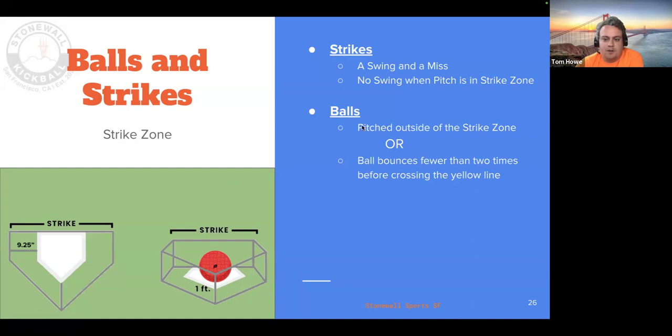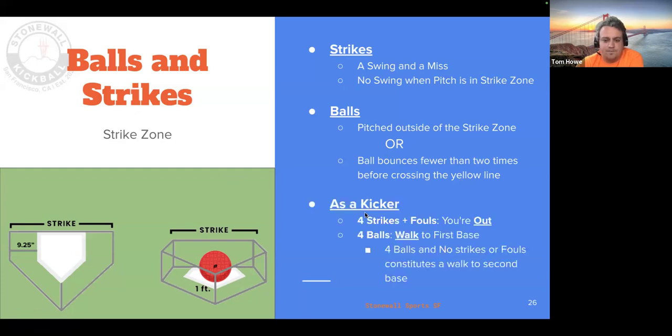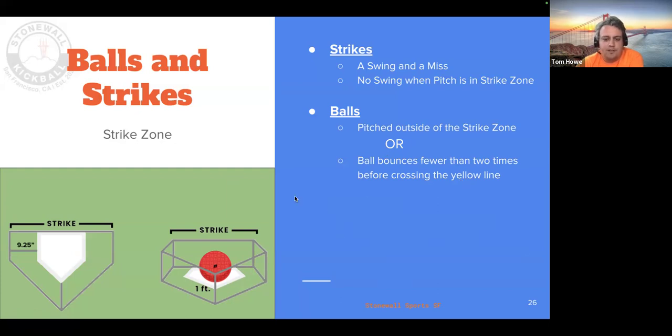A ball is a ball that is pitched outside of the strike zone, or a ball that bounces fewer than 2 times before crossing the front of the plate. So before we get into that, what is a strike? What is the strike zone?